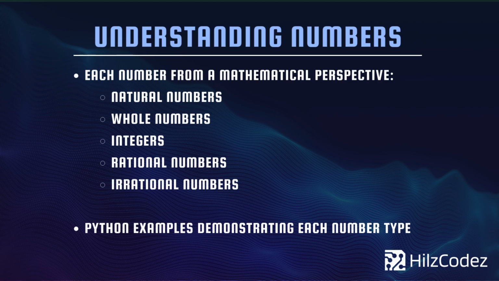First up, we've got the natural numbers. Then we'll explore whole numbers, delve into integers, talk about rational numbers, and last but not least, we have the irrational numbers. But hey, enough with the theory. Let's get our hands dirty with some Python examples. I've got some sweet code snippets lined up to demonstrate each number type in Python.